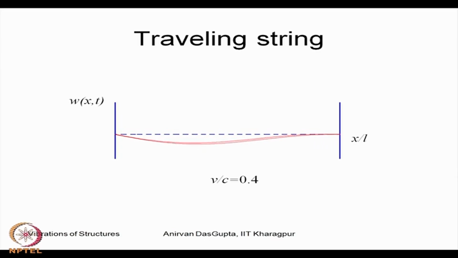So, this is another example. This is a finite system, yet we see that even for a single mode, the solution does not satisfy the properties of the modal solution.